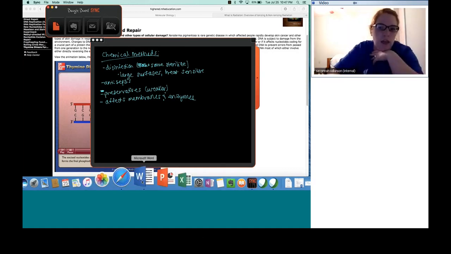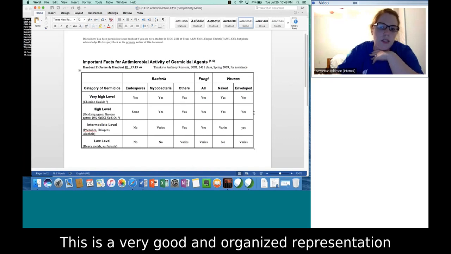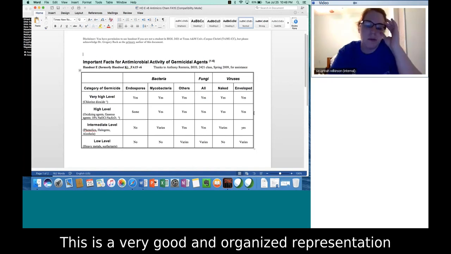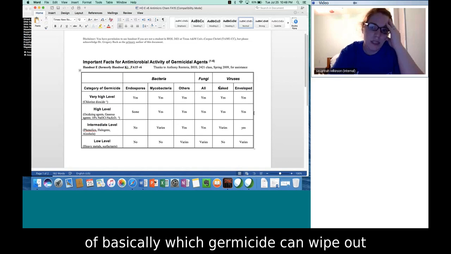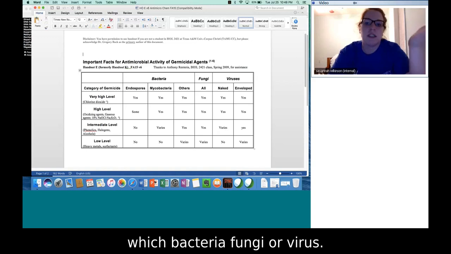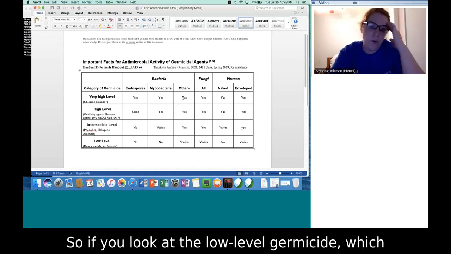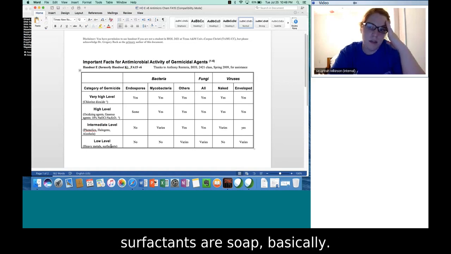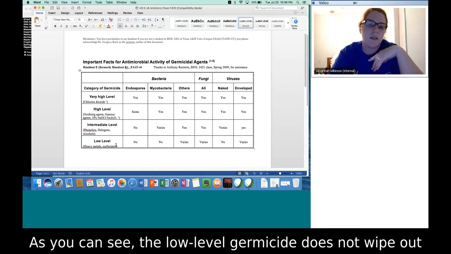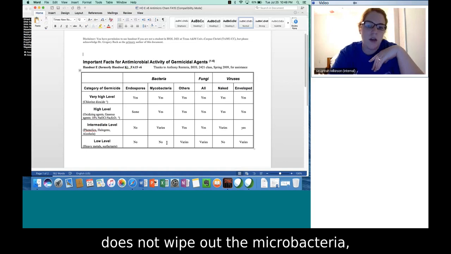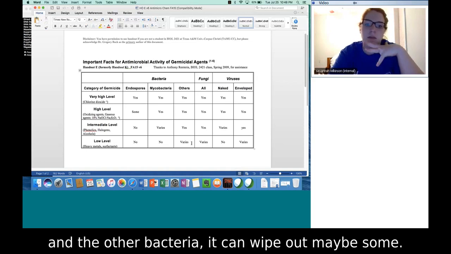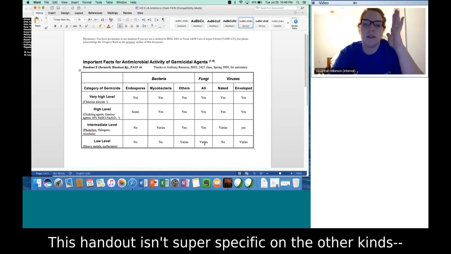So now I'm going to look at the handout. This is a very good and organized representation of basically which germicide can wipe out which bacteria, fungi, or virus. So if you look at the low-level germicide, which would be heavy metals or surfactants, soap basically, as you can see, the low-level germicide does not wipe out the endospore, does not wipe out the mycobacteria. Other bacteria, it can wipe out maybe some. This handout isn't super specific on the other kinds.